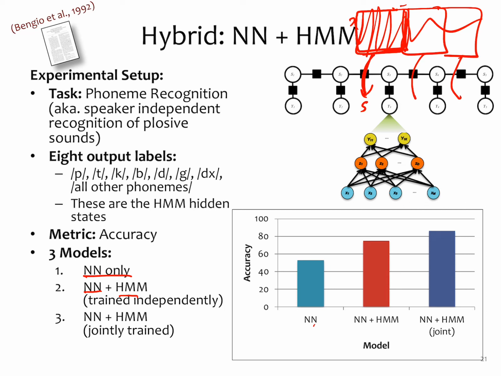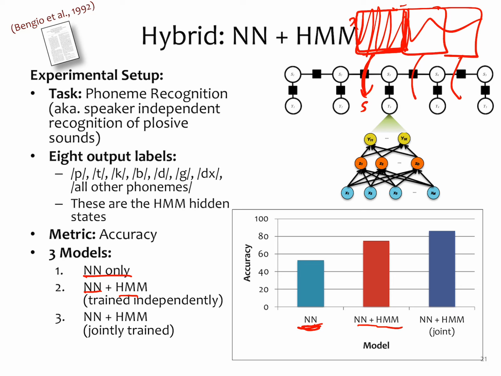Not incorporating structure, which is basically viewing it as a simple classifier and ignoring the dependencies between them, achieves around 50% classification. Not bad, but there is still a lot of room for improvement. If you do them independently, first train the neural network, fix its weights, and then feed that to the HMM, you get a boost because you're incorporating the structure, but it's still less than 80%, around 75% or so.